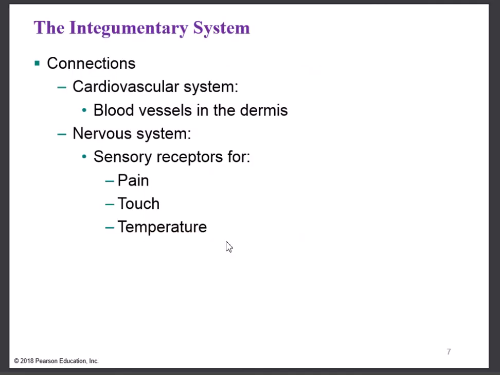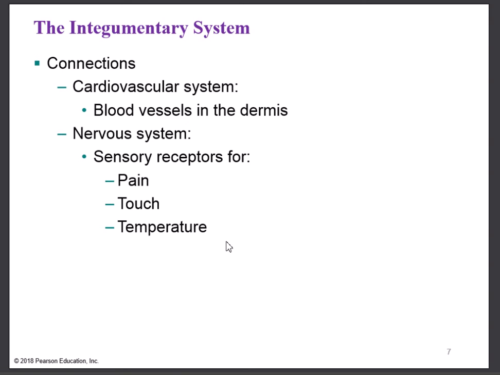We'll see that these blood vessels are important for regulating body temperature. If you work out and you get hot, your skin turns red. That actually brings more blood into the skin so that we lose heat from our body. We also need to bring nutrients into the skin, and the way the nutrients get into the skin is through the blood vessels.